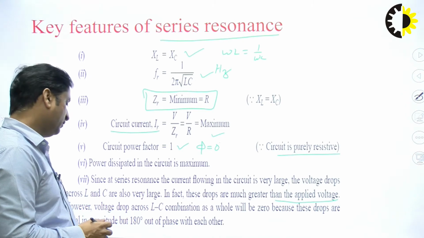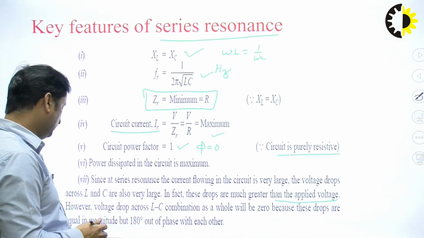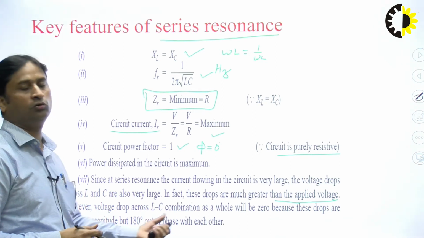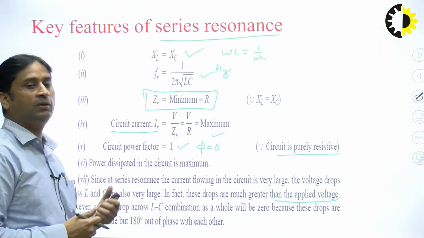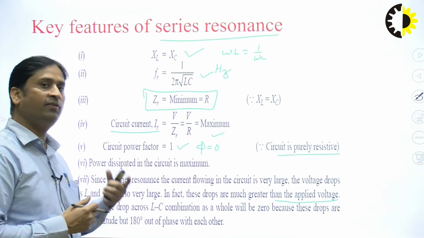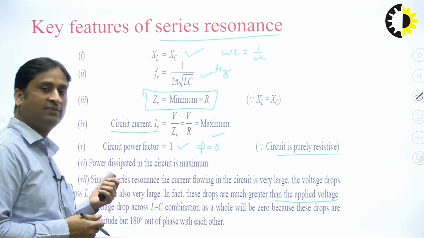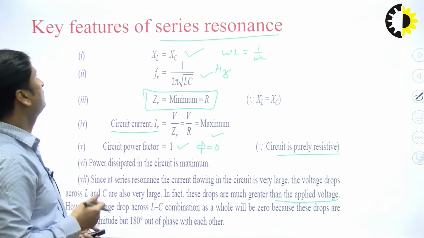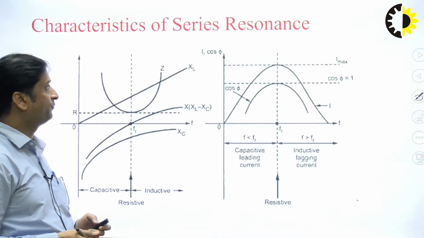However, the voltage drop across the L and C combination as a whole will be 0, because these drops are equal in magnitude but 180 degrees out of phase, as I just told you. The important part is that the voltage drop across inductance and capacitance is very, very high compared to the input or supplied voltage. So these are some key features of series resonance.